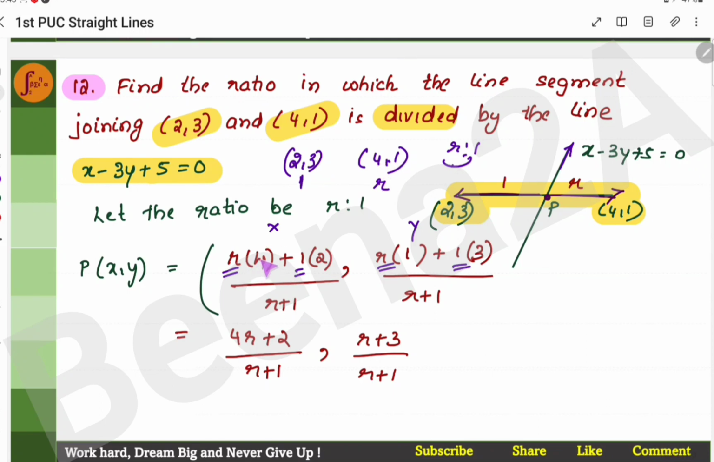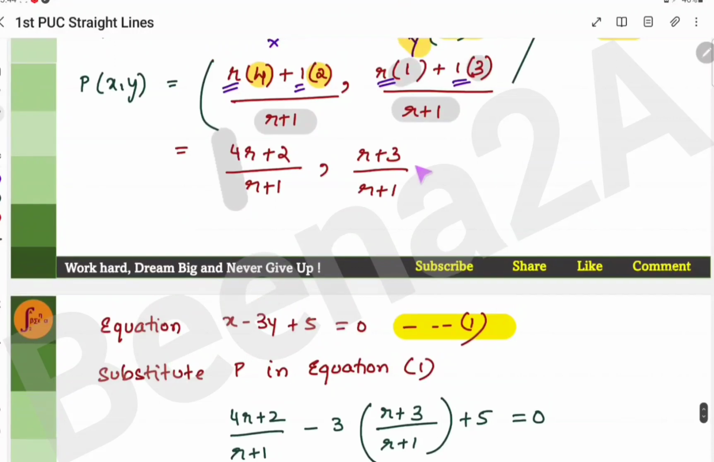Now the x coordinates here are 2 and 4. Near 1 you put 2 and near R you put 4. Similarly, for the y coordinates, which are 3 and 1, near 1 you put 3 and near R you put 1, like this. Then add the ratios, R plus 1, simplify this, and you will get this point.